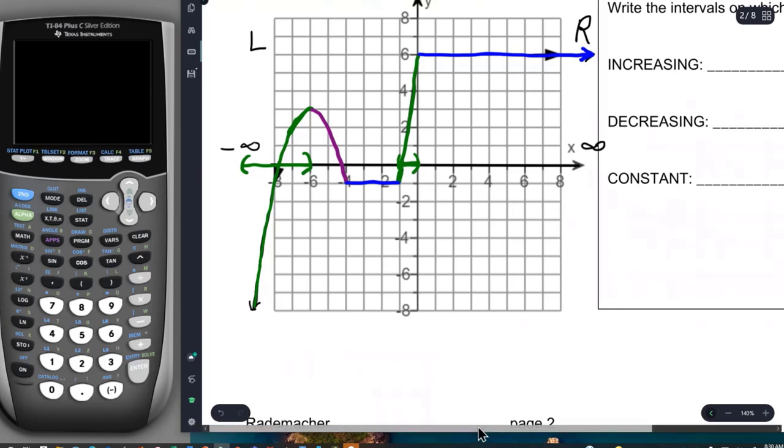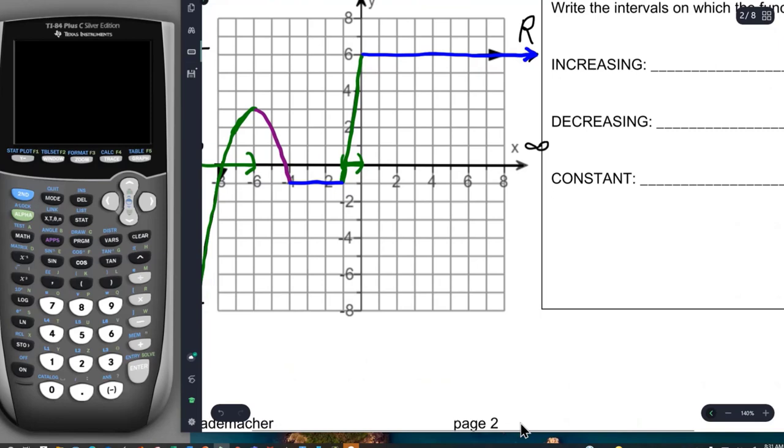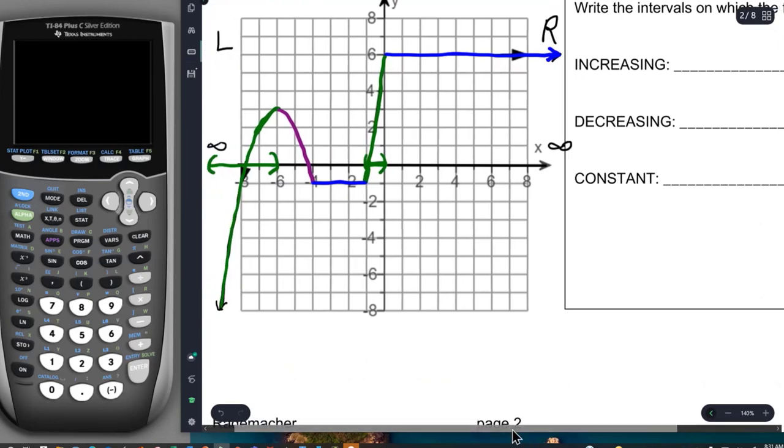You're about to find out that not only do we not use brackets, we never use brackets when we're talking about increasing, decreasing, and constant, but there's something else we never do, for better or worse. So let me get this interval first, and then I'll move over a little bit. Here we go. Negative infinity to negative 6. And then from negative 1 to 0 on the x-axis.